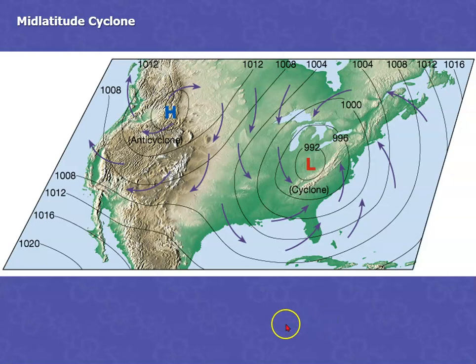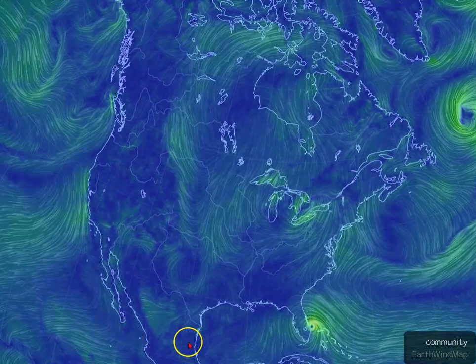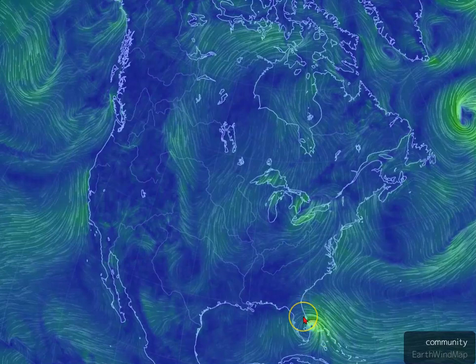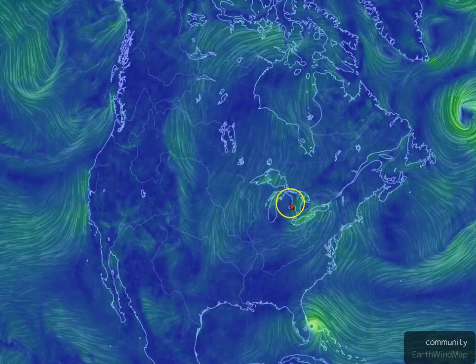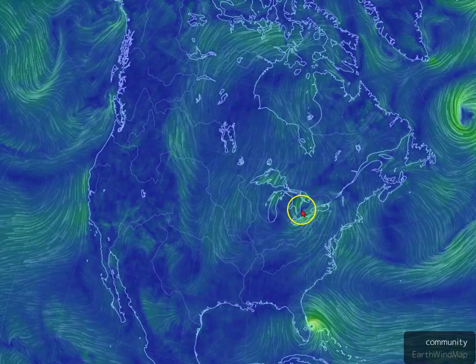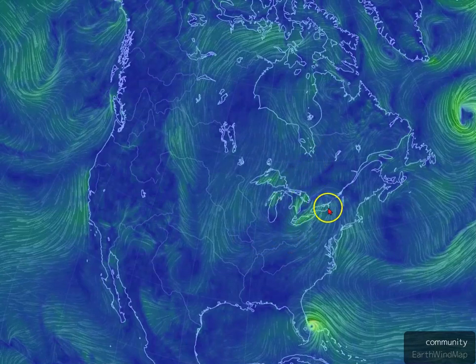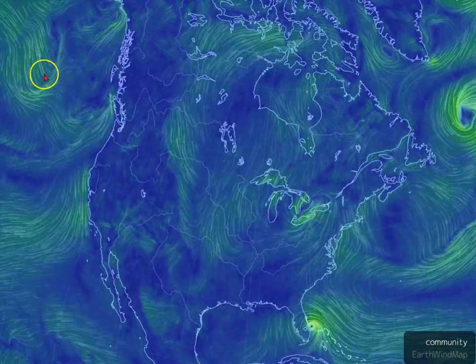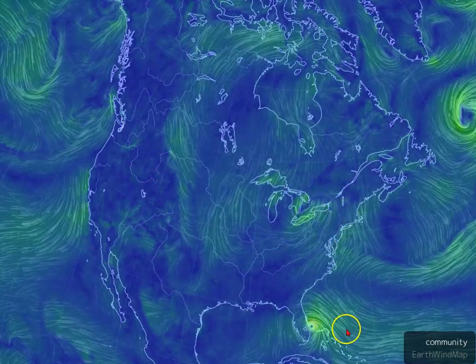cyclone headed towards Florida. Now, this map is showing surface winds, and the darker the color, the faster the lines are moving. Obviously, the higher the winds are. So there's an area of low pressure right over the Great Lakes and through here. You can see the air gently spiraling into this. This is a mid-latitude cyclone over here. There's another one kind of forming up here, but it hasn't quite fully formed yet. Those are the cyclonic motion.